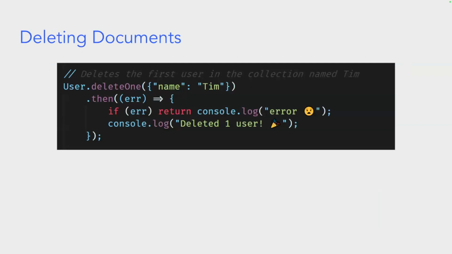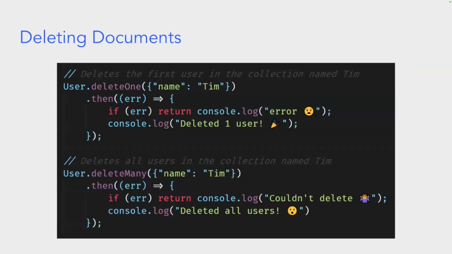Also, I will note that you can use fields inside the schema, but they have to actually be in the collection. So you could use ID if you had a specific ID you were talking about. To delete a document, we can use the deleteOne function, which deletes the first user in the collection named Tim. And we also have deleteMany, which deletes every user in the collection named Tim with this filter. Note that we use the same filtering syntax for deleteOne and deleteMany as we did for find.